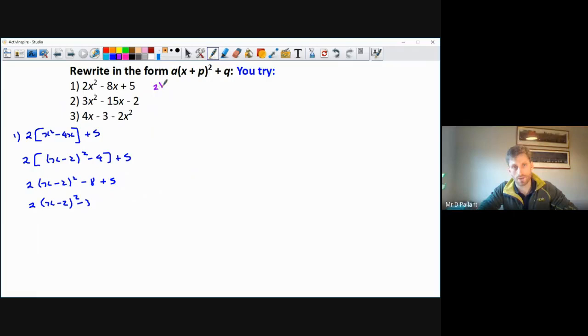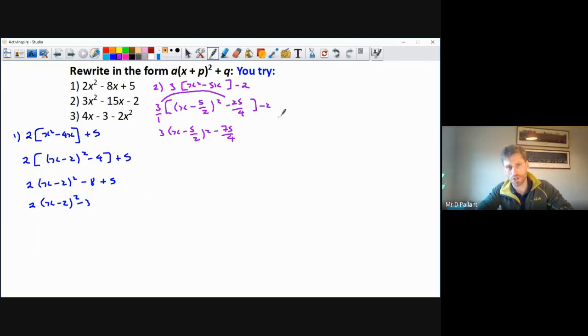Number 2. Factorize out the 3. Don't worry about the minus 2, just leave that. That's x squared minus 5x. Complete the square on the second step. Keep it as a fraction. Expand the brackets. When you multiply a fraction, of course, you're really times by 3 over 1. So you just times the top. And I have got minus 2 on the end. I'm going to just write that minus 2 as minus 8 over 4. It's the same thing, but it will allow me to combine those fractions really conveniently. And I know that's going to be minus 83 over 4, and I didn't need to use a calculator throughout.